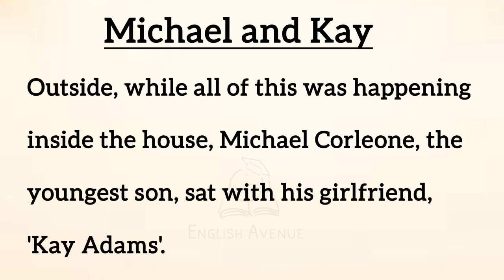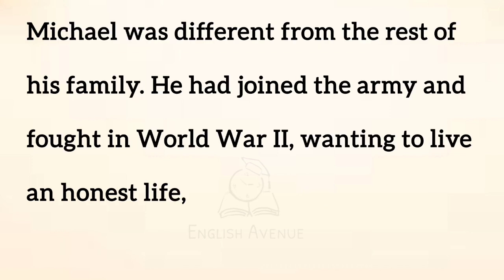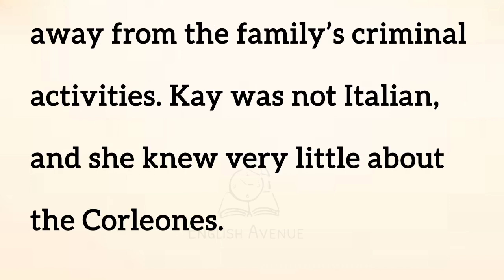Michael and Kay. Outside, while all of this was happening inside the house, Michael Corleone, the youngest son, sat with his girlfriend, Kay Adams. Michael was different from the rest of his family. He had joined the army and fought in World War II, wanting to live an honest life, away from the family's criminal activities. Kay was not Italian, and she knew very little about the Corleones.